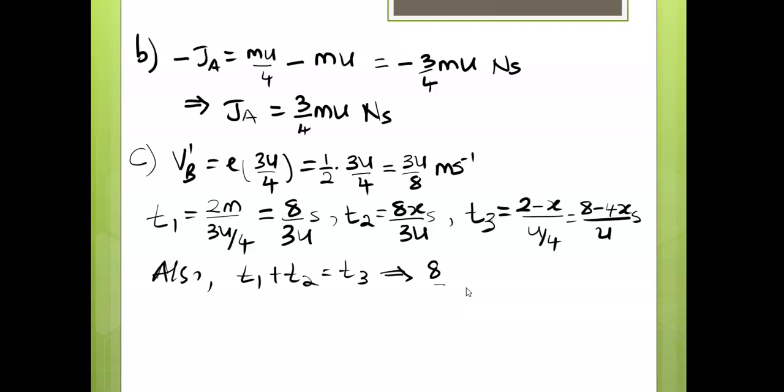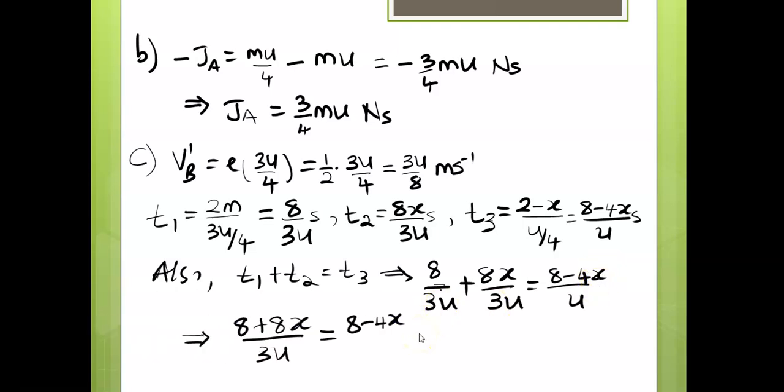So knowing that T1 plus T2 is equal to T3, we have 8 over 3U plus 8x over 3U is equal to 8 minus 4x over U, which you solve for x. Simplifying here, and solving for x, we have 20x equal to 16. We divide both sides by 20.